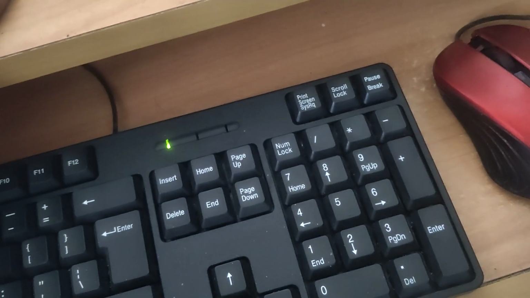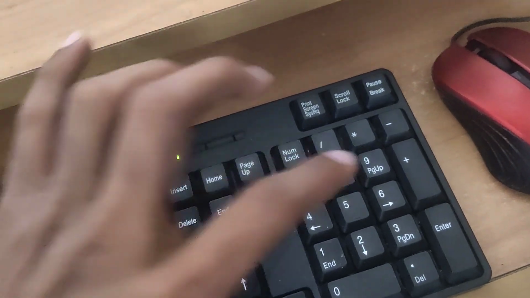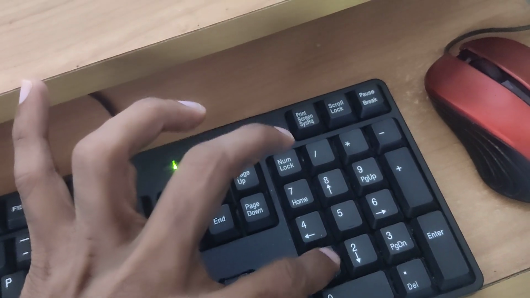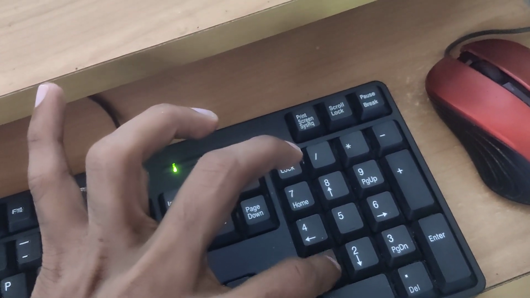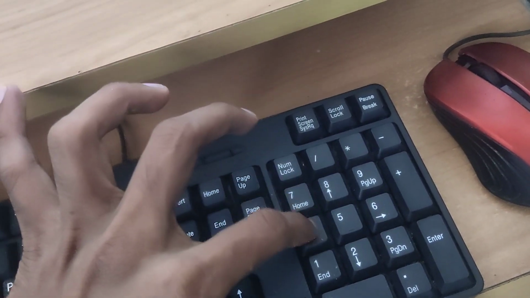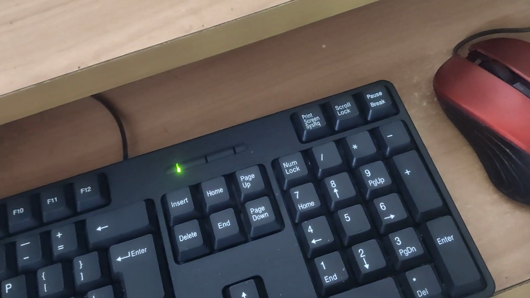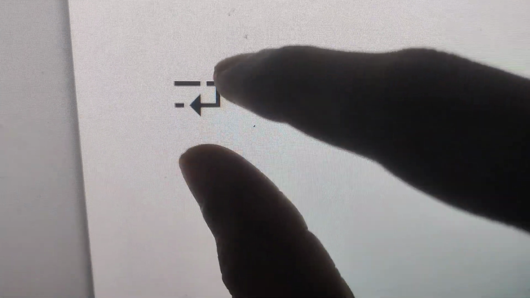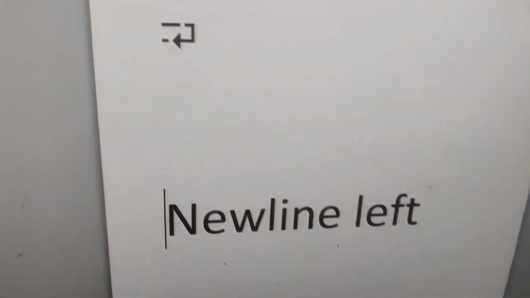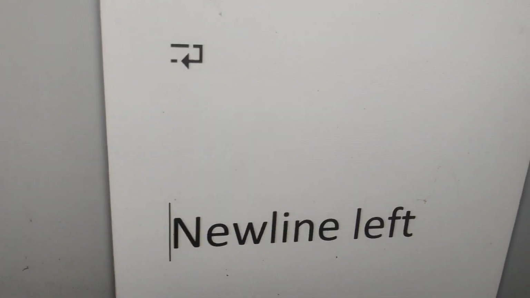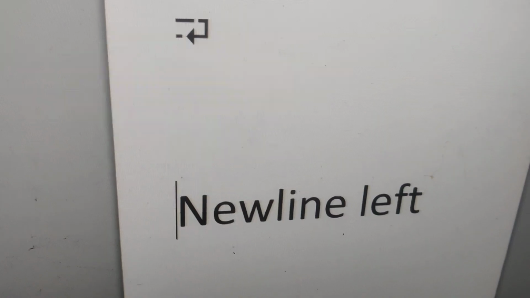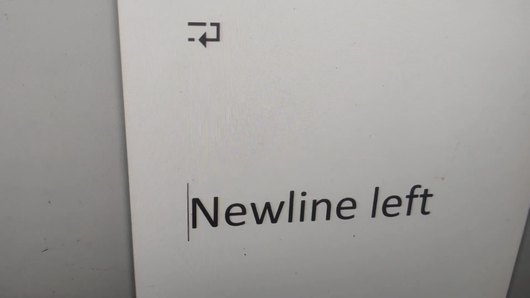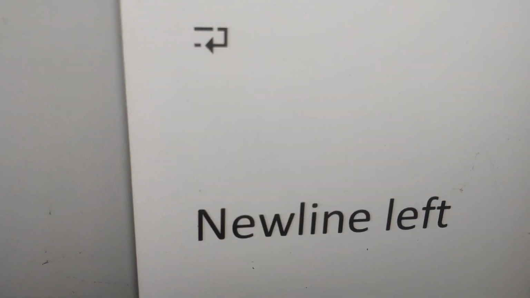After that, you must type 11154. After typing 11154, you can release your finger from this alt key. And you can see that this symbol has been added. So this is a Newline Left symbol. So we have created this on your computer. So you must try this after opening Microsoft Word on your Windows computer.